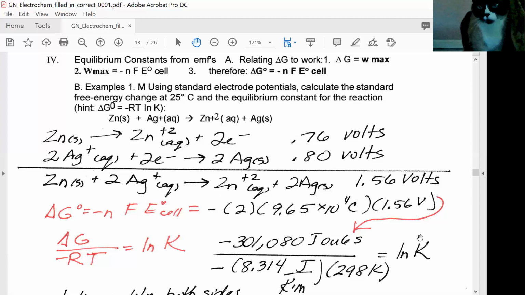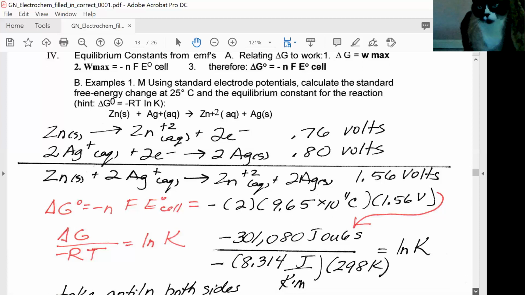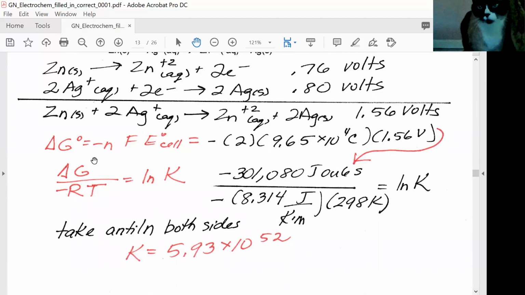Then we're going to use another equation. Delta G over minus RT equals natural log of K. So we're going to take our delta G and put it in here that we got from the previous. This is our constant for R. This is our temperature. That equals natural log of K. We take the antilog of both sides. And so we get the equilibrium constant.